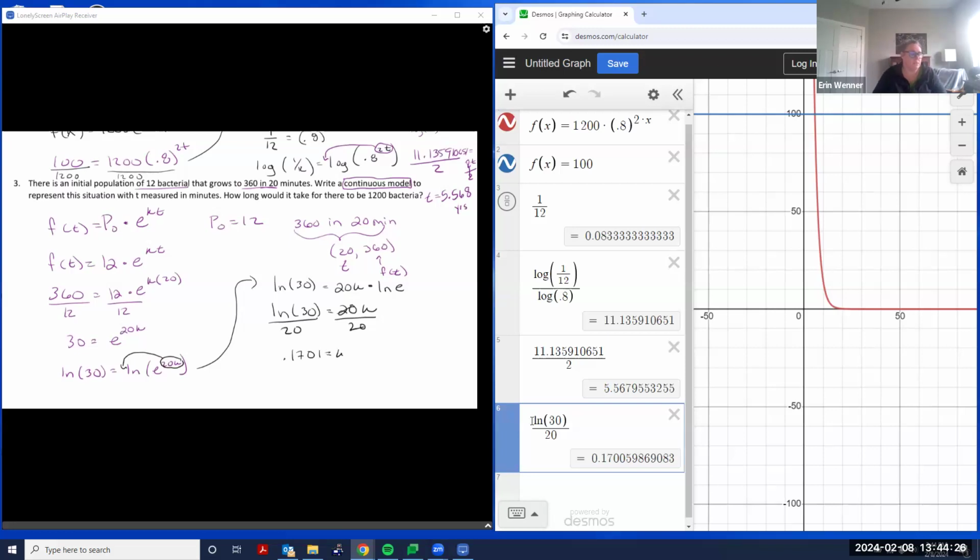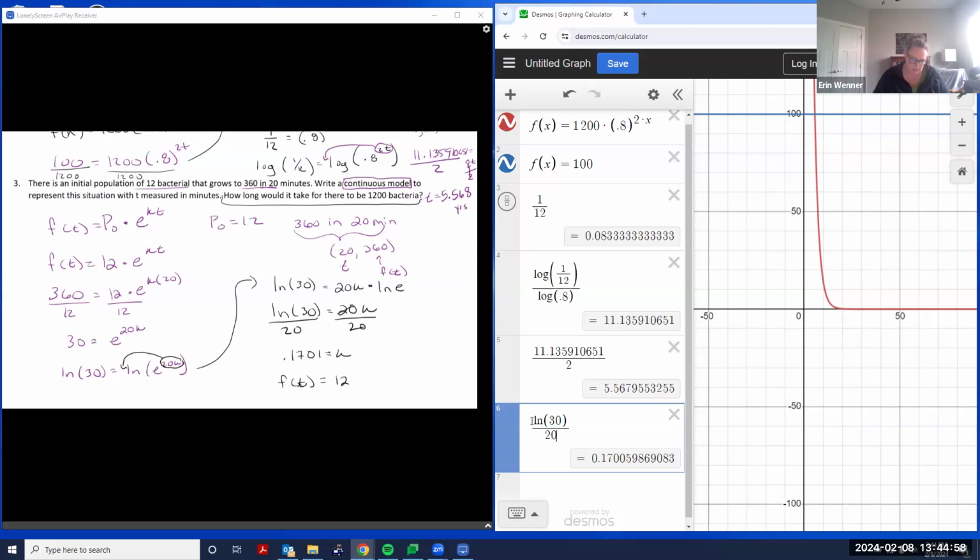And I'm going to round to 4 decimal places to be as accurate as possible. So now we know that our k value is 0.1701, meaning our growth rate is 17%. Okay. Why did we have to do that? Well, we have to write our initial function before we can even solve for the question that says, how long is it going to take for there to be 1,200 bacteria?